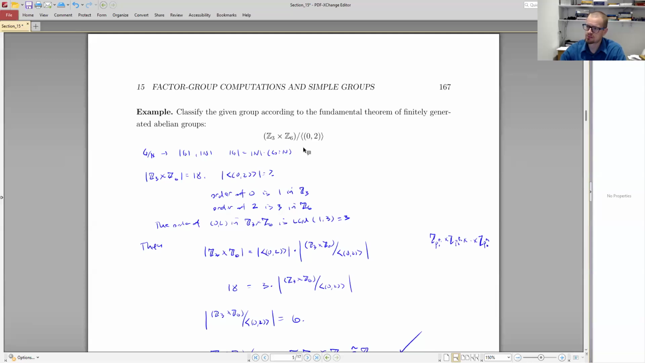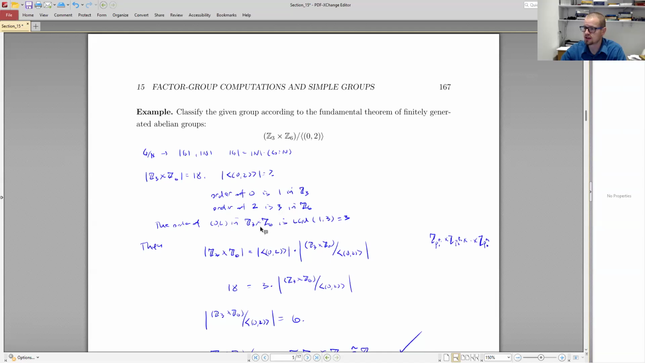I'm not taking the quotient by what's generated by 1, 0. However, right, if I were taking the quotient by what's generated by 1, 0, I would have Z3 bar, and the result would be Z6, according to our previous example in the associated theorem. However, here it looks a little bit different, but only in that I'm not using the particular representation of Z3 generated by 1, 0. Instead, I recognize that this particular element, 0, 2, is order, right?